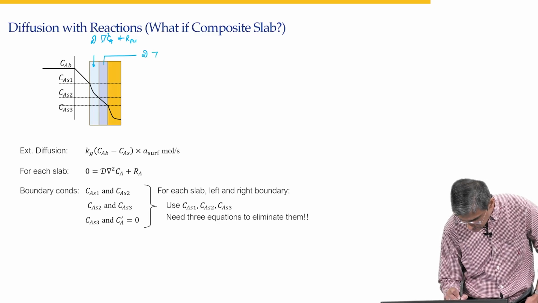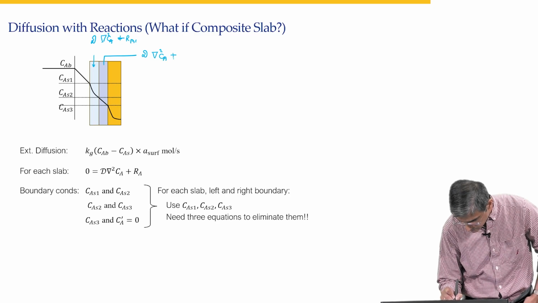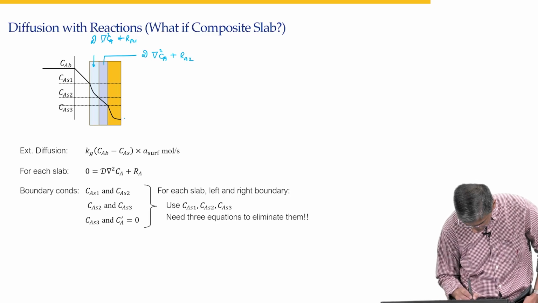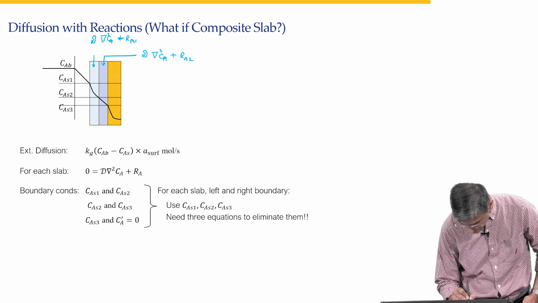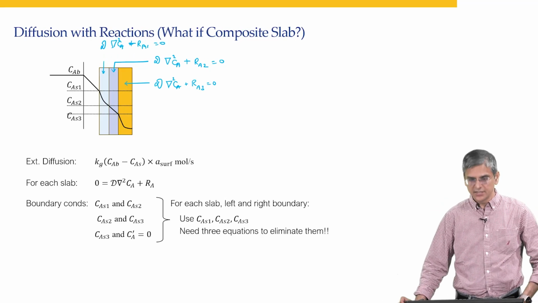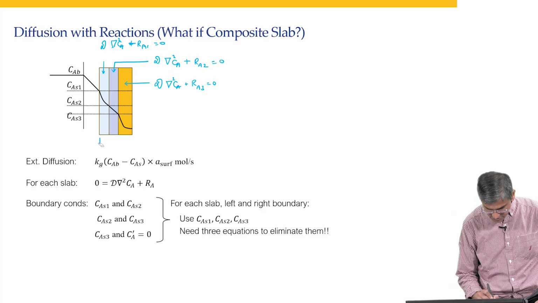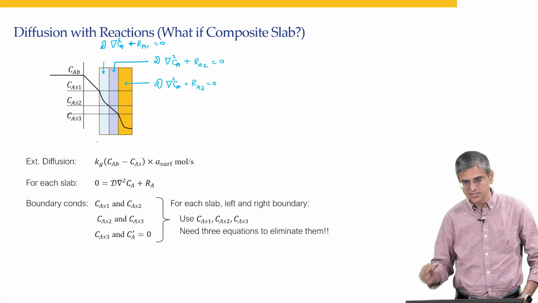in this slab and in this slab, right, and the boundary conditions are CAS1, CAS2 and CAS3.